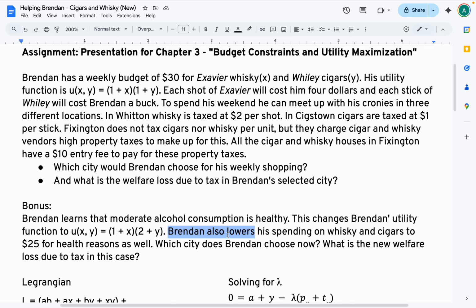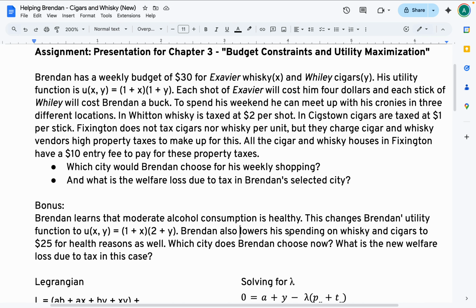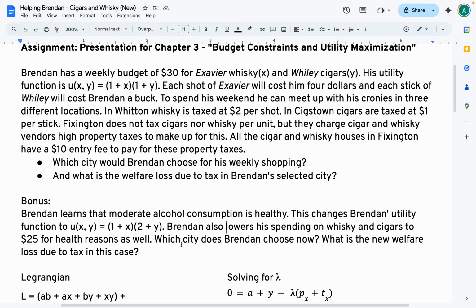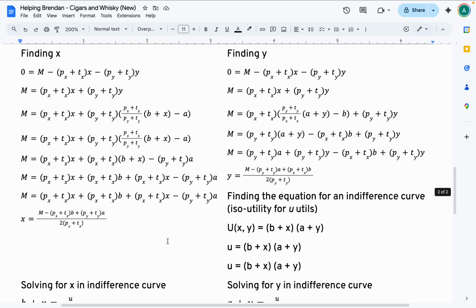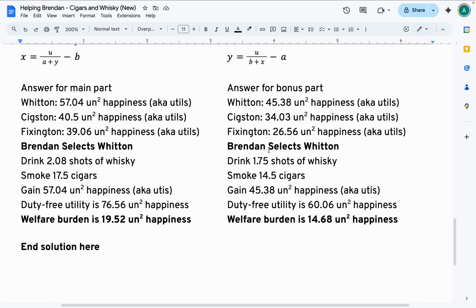Now also, Brendan is going to lower his spending on whiskey and cigars to $25 for these same health reasons. So given these two new changes, what city does Brendan go to now, and what is the new welfare loss due to tax in this case? So if you go ahead and substitute all of that in, Brendan can still get 45.38 units squared of happiness, and Winton is still the most optimal city for our boy to go to enjoy his cigars and whiskeys with his cronies. And now the welfare burden has dropped to 14.68 units squared.